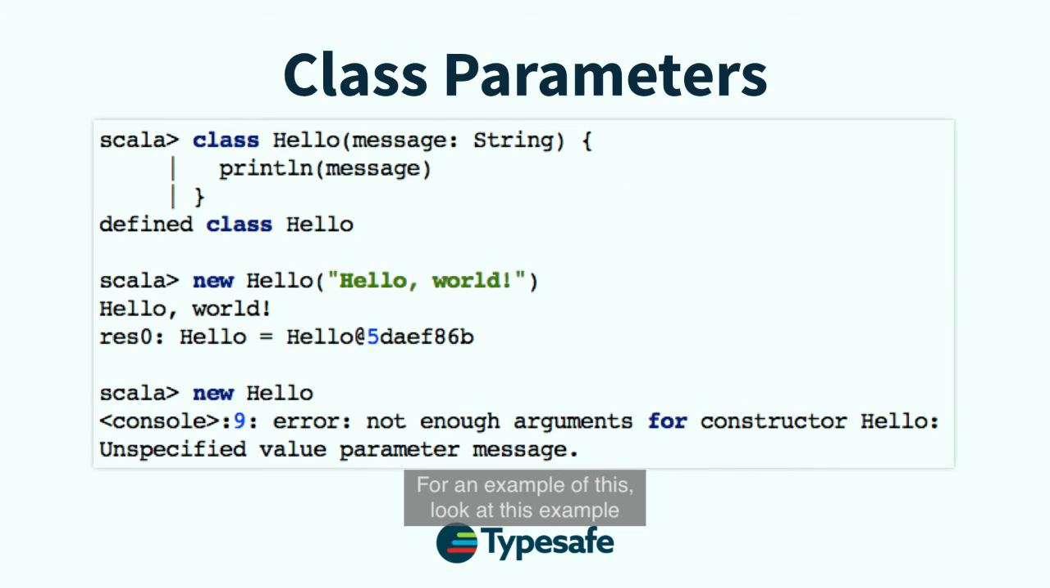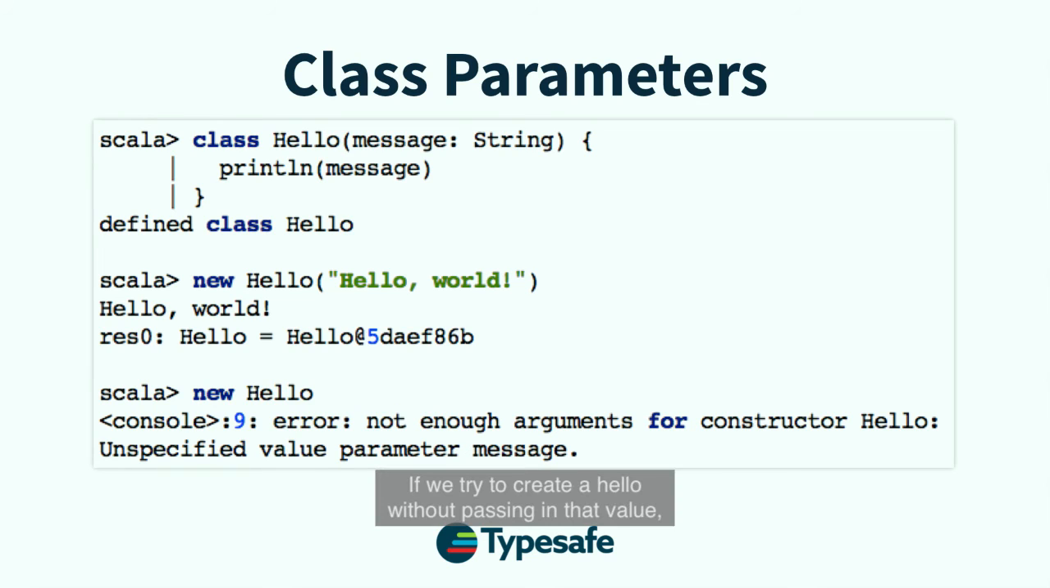For an example of this, look at this example from the REPL. We have the class hello, and now we have a parameter called message of type string. Inside of the body of the class, in the constructor, we have a println statement to print out the message that is passed into our hello instance. This defines our class hello, and then when we create the new hello instance and pass in text or a string, it is then printed out when the class is constructed.